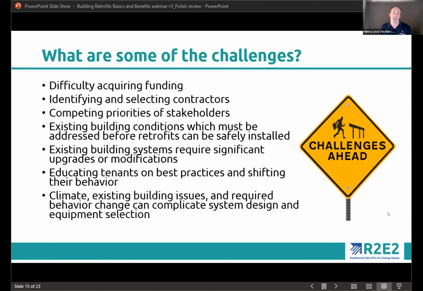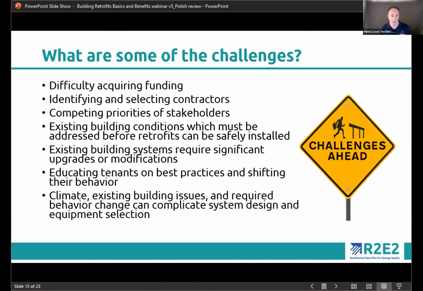So also climate, existing building issues, and required behavior change can complicate system design and equipment selection. I've heard plenty of stories of programs that have installed a Nest thermostat in an elderly care facility, and people can't figure out how to use it, and they wind up taking them out and putting in the old types of systems again. You've got to work with the tenants and make sure that they understand what the technology is, how to use it, and really make sure that they benefit from it.